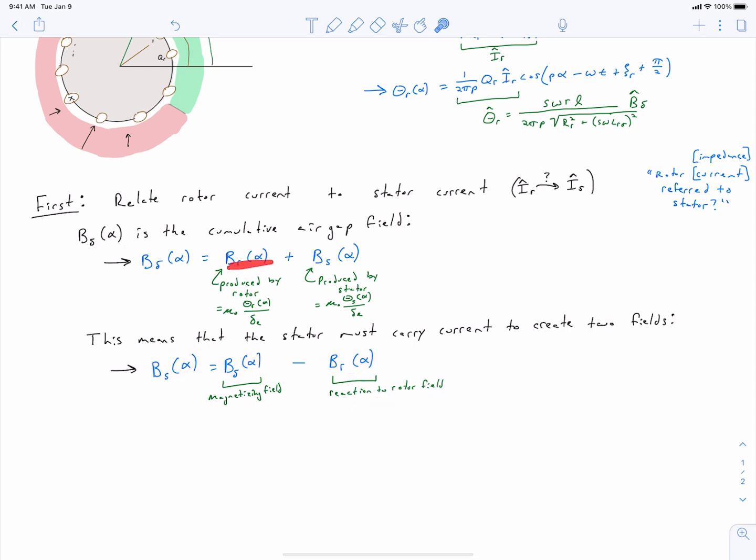So we know that the rotor is creating a current linkage, and therefore it is creating a field. And our stator is responsible for making sure that we have exactly B delta field in the air gap. Therefore, it must also be creating a field that is canceling that rotor field out.